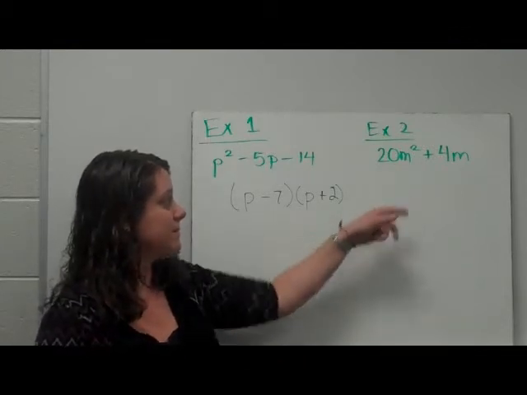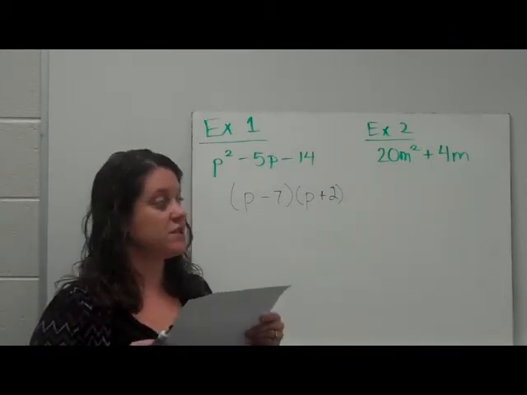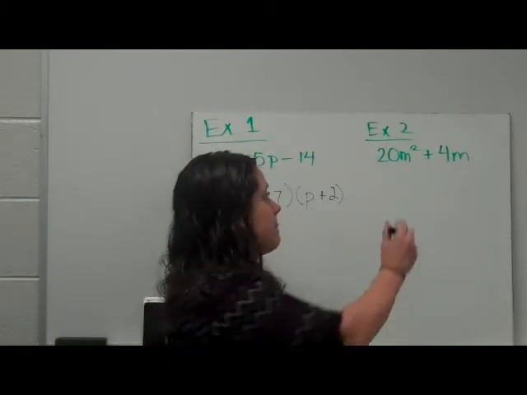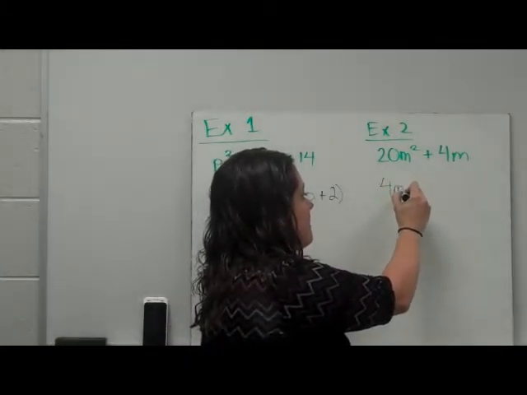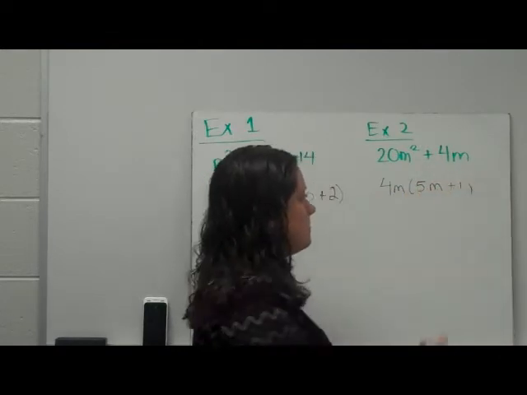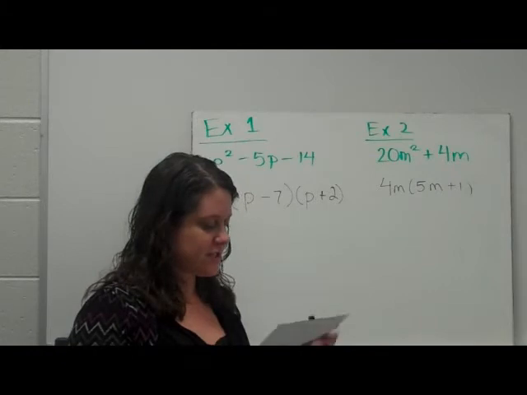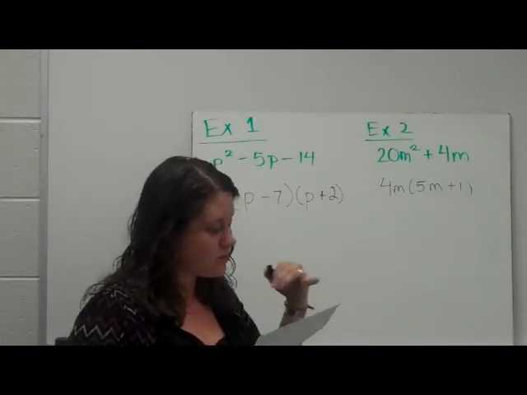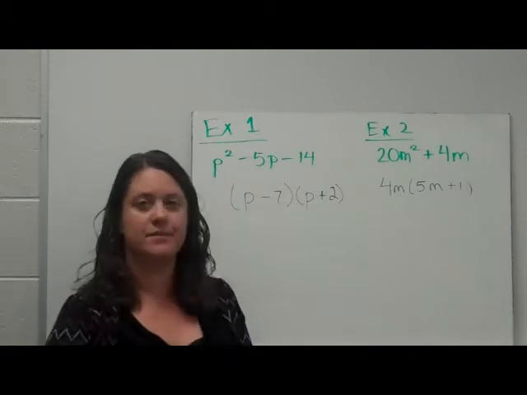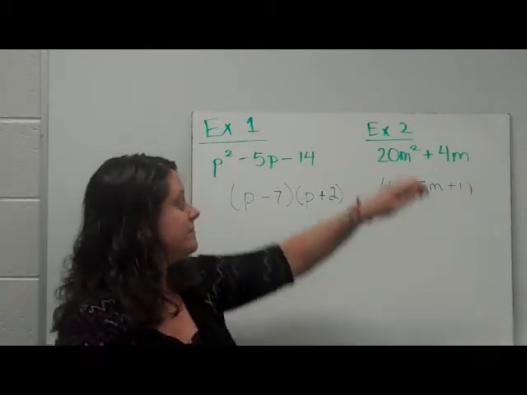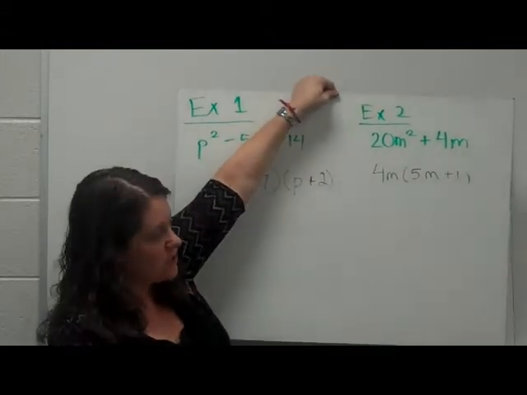All right, this one. Does it have a GCF? Well, yes, 4m actually. 4m, 5m plus 1. All right, I took out a GCF. Does it have 2 terms? Yes. Is it the difference of 2 squares? No. Stop. It's prime. That's the answer. I'm done. All right, here we go. Next one.